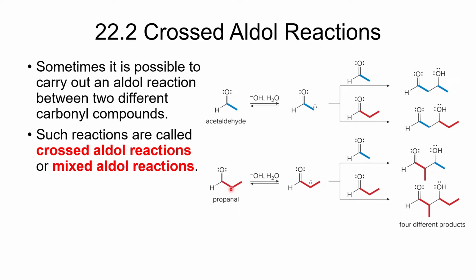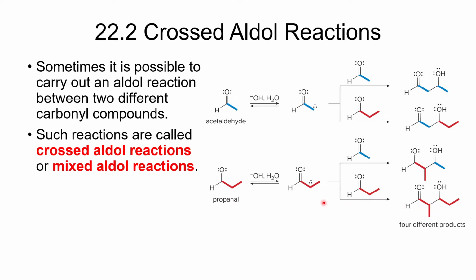All right, when the propanal, we have the possibility of it being the enolate. So we deprotonate the propanal. That enolate can react with a molecule of acetaldehyde and give us this third possible product. And it can also react with another molecule of propanal to give us this fourth possible product.